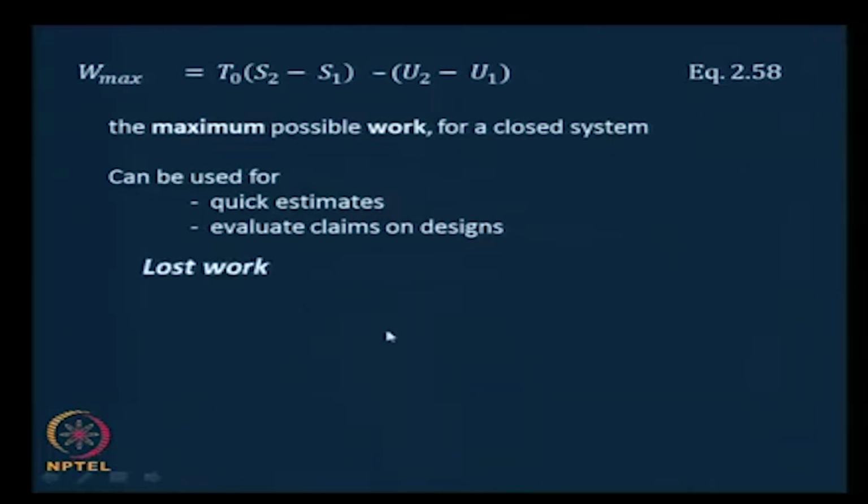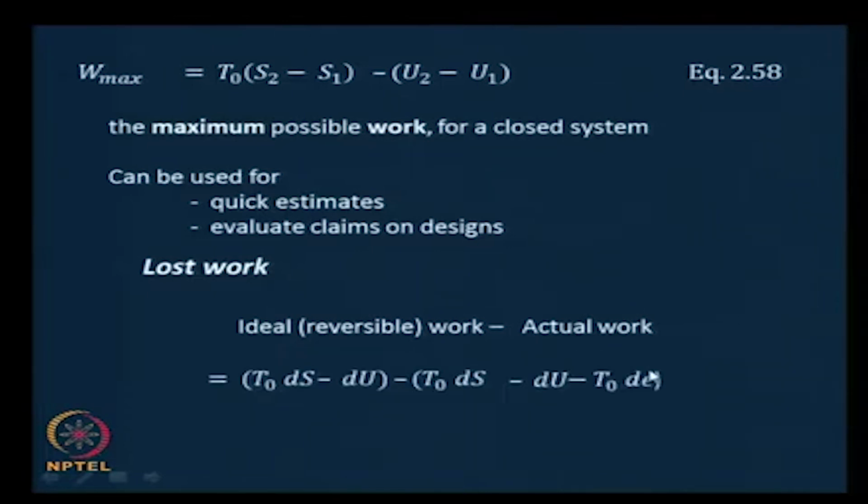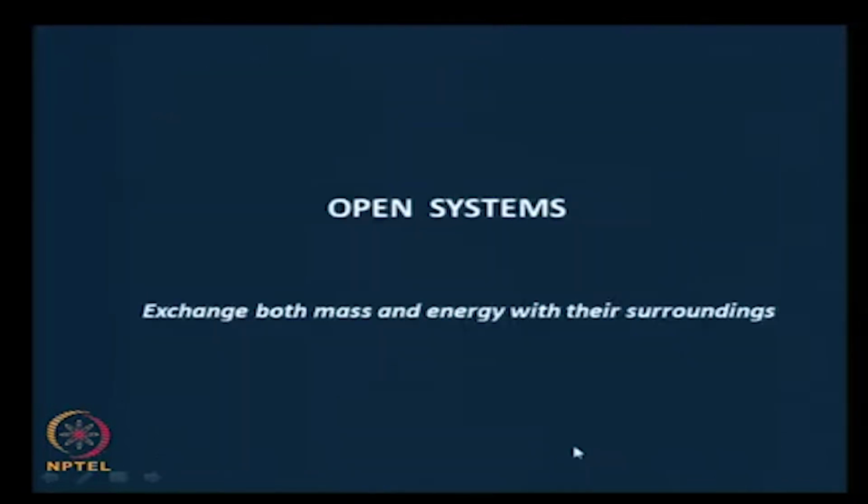Since this is the maximum work, the lost work was ideal or reversible work minus the actual work, which we derived as T0 times epsilon, which is the entropy that is created. Epsilon is the entropy created.